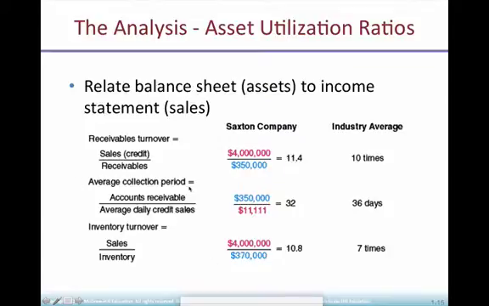Average collection period. This is going to be in days. How long it takes us to collect our receivables. And we are going to calculate it as accounts receivable divided by average daily credit sales. Accounts receivable we already used here, 350,000, and average daily credit sales, this funny looking number here.